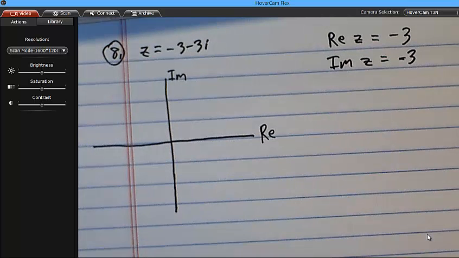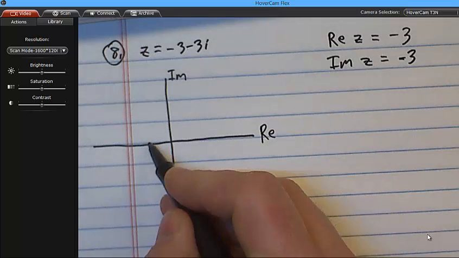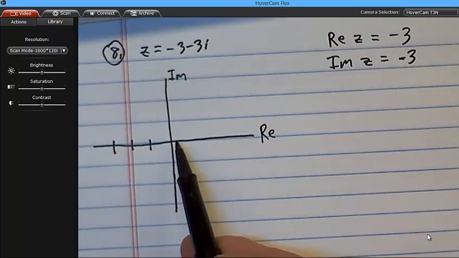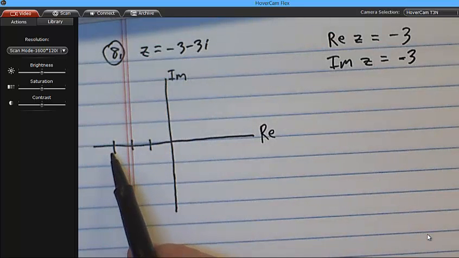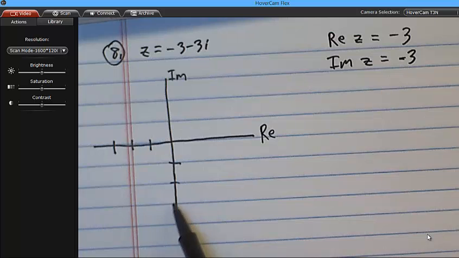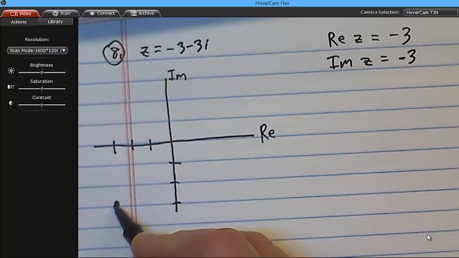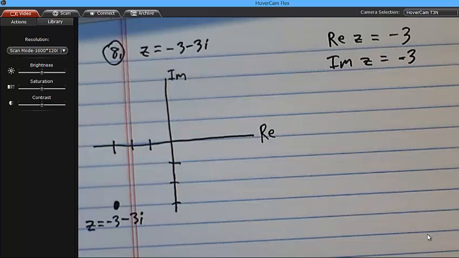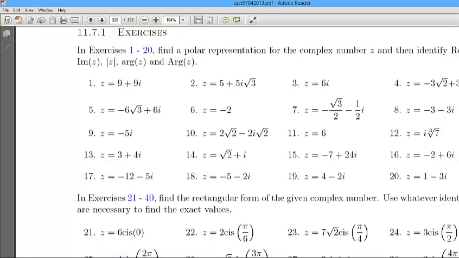Okay? So if we graph it, it means on the real number line, the first -3 says, hey, let's go left 3. And the second -3 says, hey, let's go down 3. And so this is the point, z equals -3 minus 3i. And so the first two questions just say, hey, can you find basically the coordinates on this complex plane?